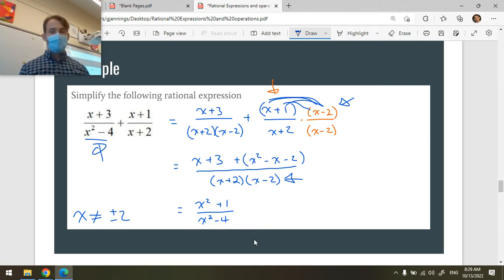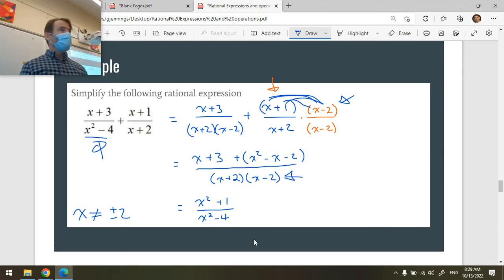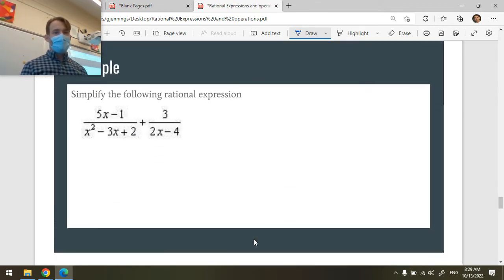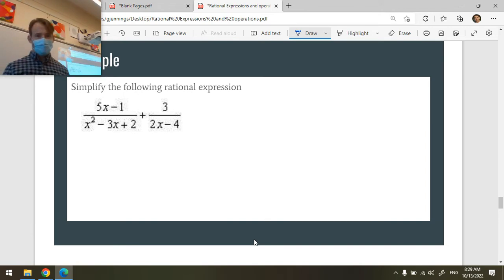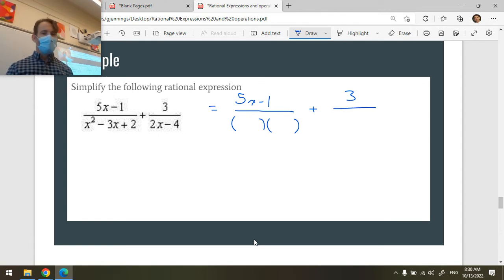Anna? Yeah, sure. So carry on, keep going. Yeah, another example. Okay, so let's simplify this one. First step, factor everything. 5x minus 1 won't factor. No common factors there. X squared minus 3x plus 2. You do the factoring, I do the writing. Negative 2, negative 1 are my numbers, so they go in with the brackets here, x minus 1, x minus 2. Cool. And then this one here, 2x minus 4, does that factor?